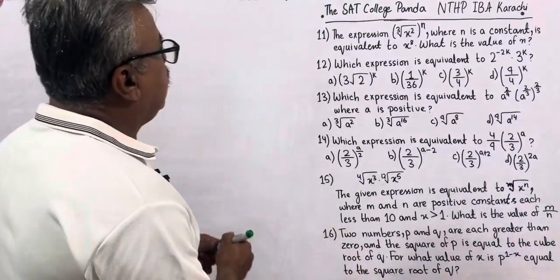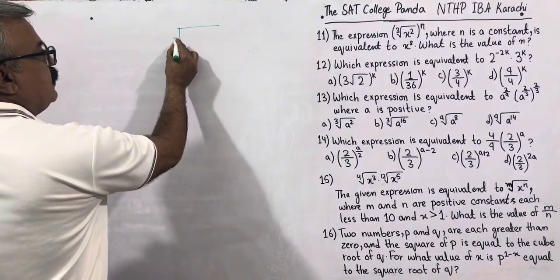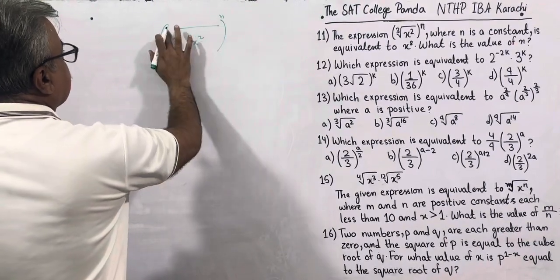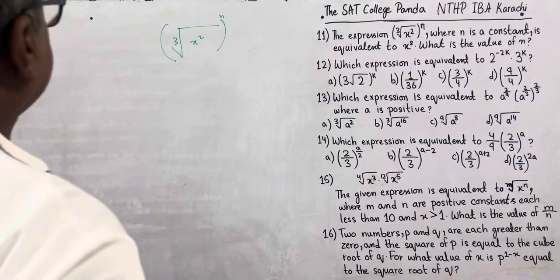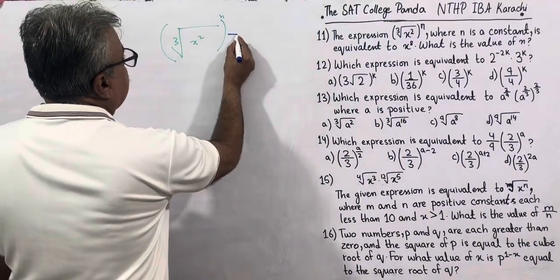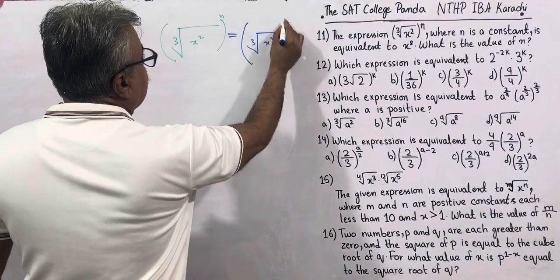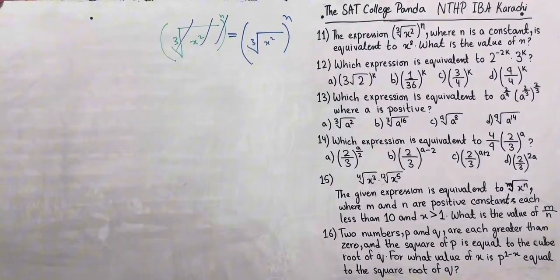Question number one. Our expression is given to us: cube root of x square, overall raised to n. Let me check whether green is visible or not. Green is not as visible as it must be, so let me write with blue. Cube root of x square, overall raised to n. Is it visible? Yes, it is visible.